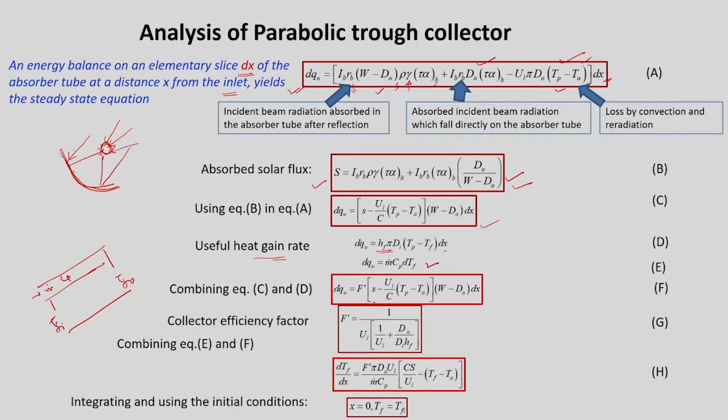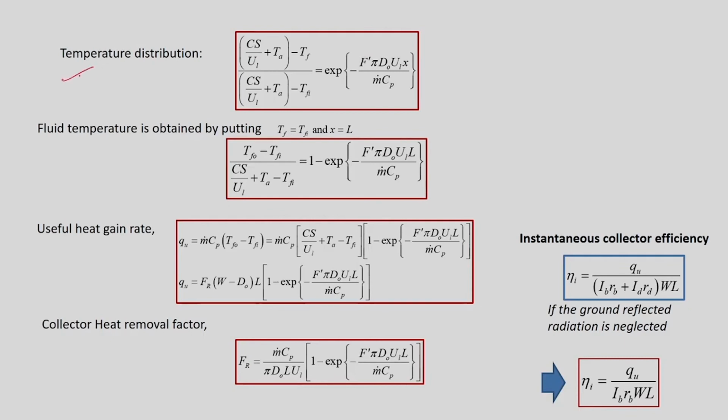Now combining equations C and D, the useful heat gain in that particular section will be something like this. F dash is the collector efficiency factor, which can be expressed like this. If we combine equations E and F, we get this kind of equation, and we need to integrate it using the initial condition at x equal to 0, Tf equal to Tfi. Once we do it, we get a temperature distribution like this. The fluid outlet temperature is obtained by putting x equal to L, where Tf will be Tfo. If we substitute this, we get this configuration.